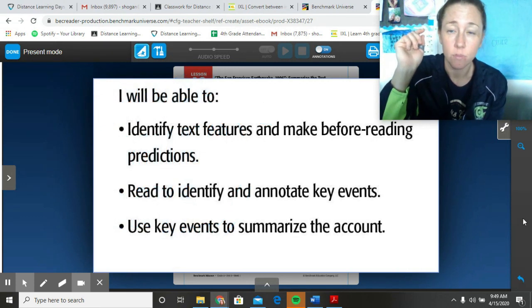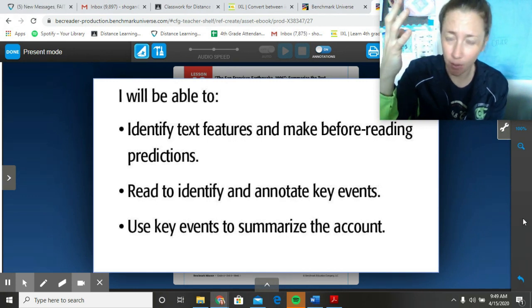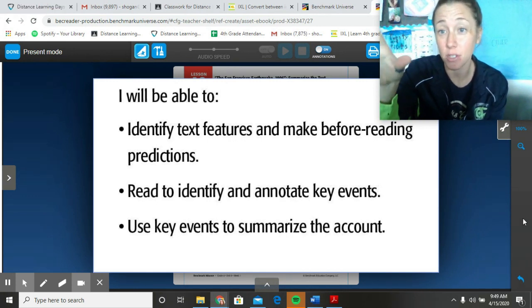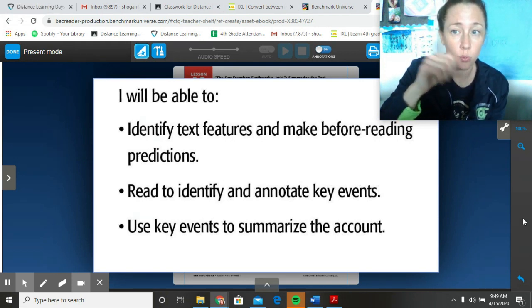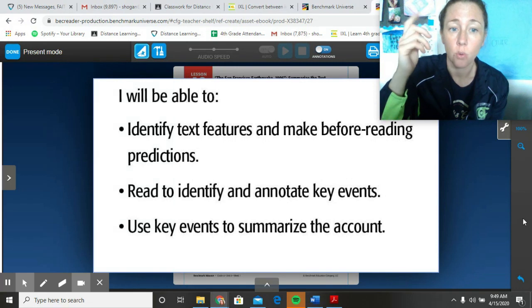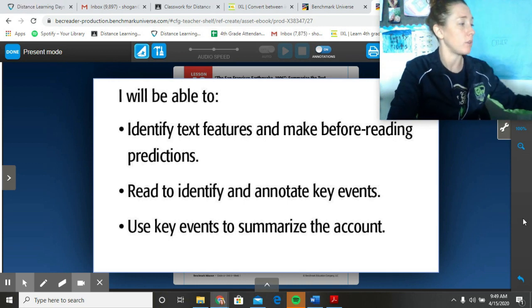So, today we are going to do something we've done many, many times. We are going to read a new text. We are going to identify and annotate key details and then use them to summarize. This is an eyewitness account that we're talking about today.